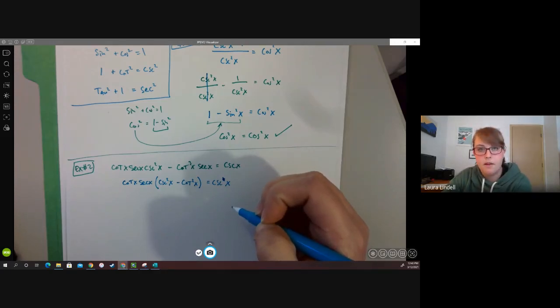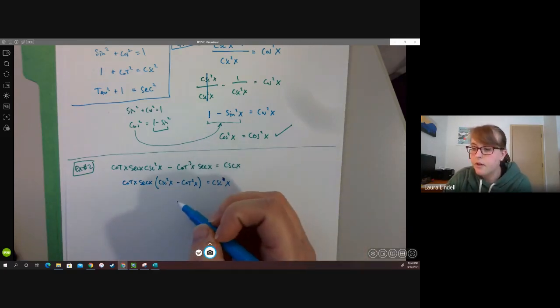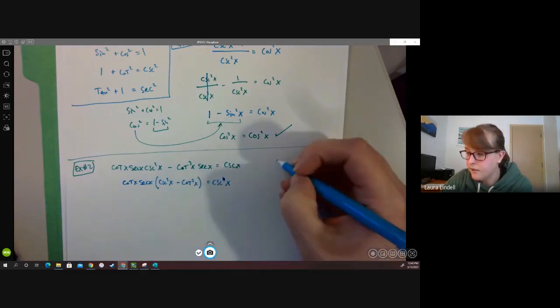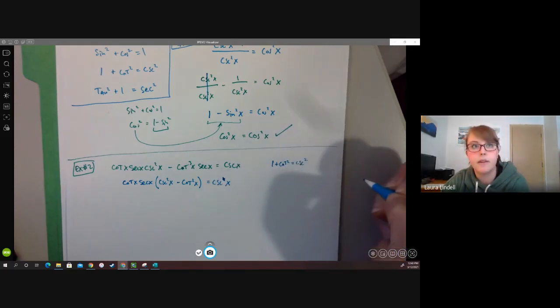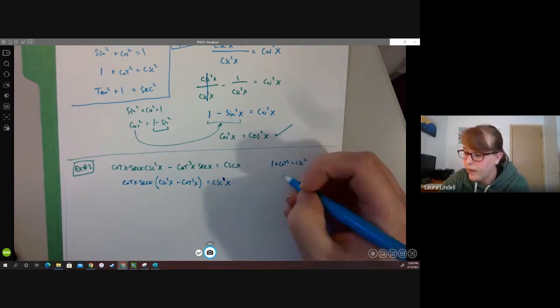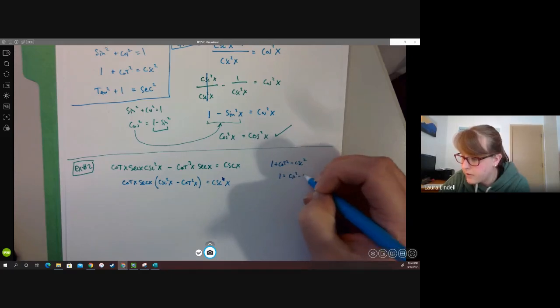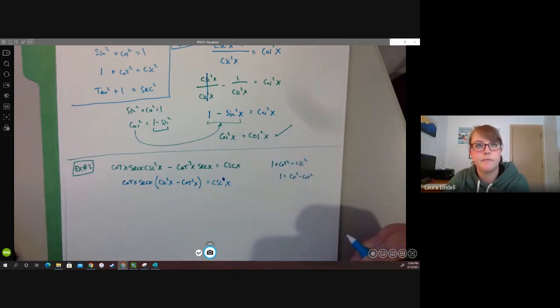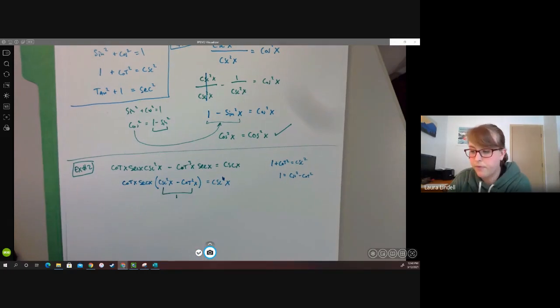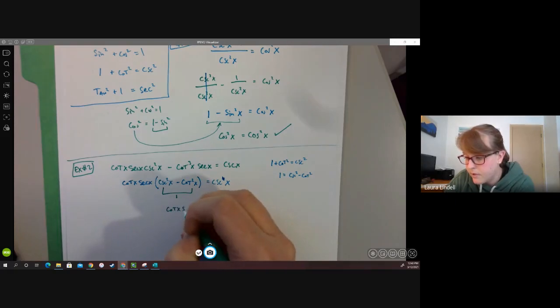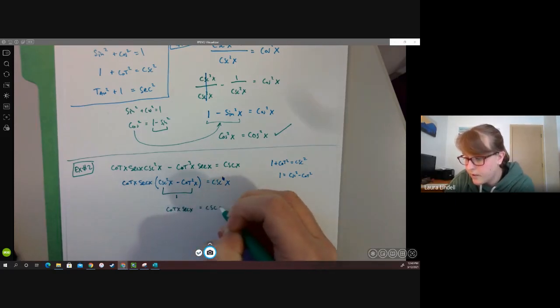All right. Then what I might do is notice that from our Pythagorean identity, we had 1 plus cotangent squared equals cosecant squared. So if I rearrange, we get 1 equals cosecant squared minus cotangent squared. So that means that this thing is 1. So we're really left with cotangent times secant equals cosecant.